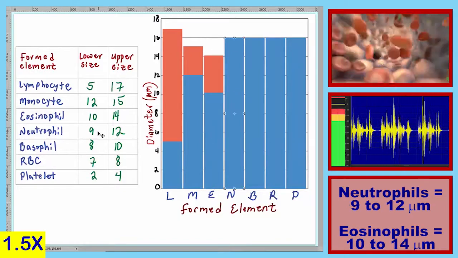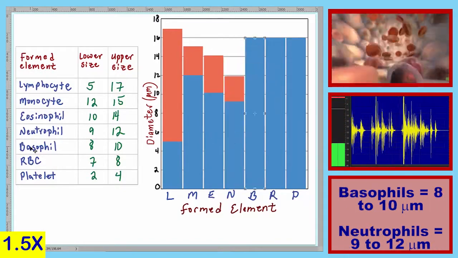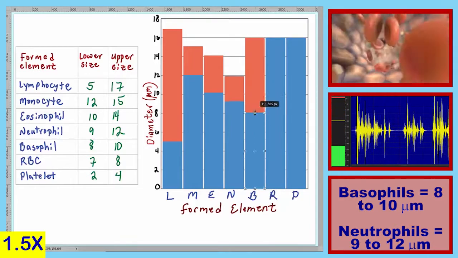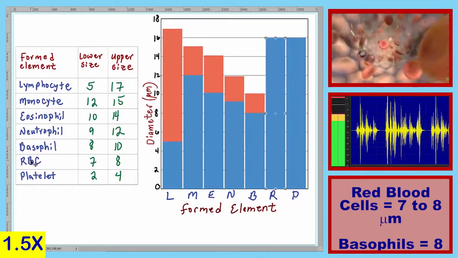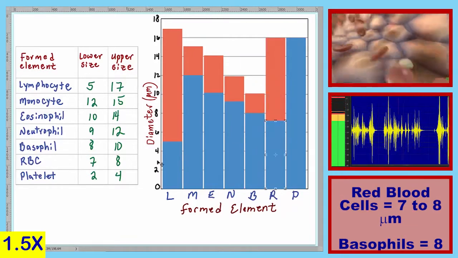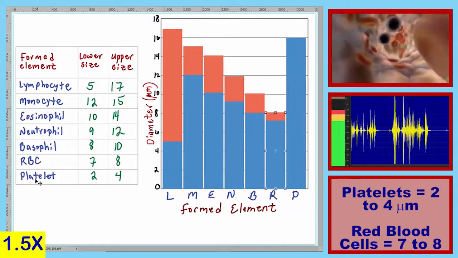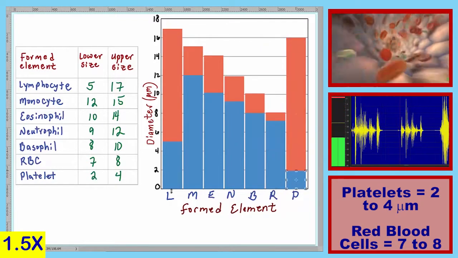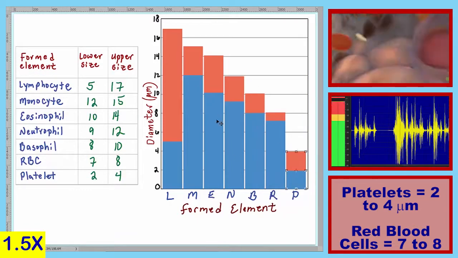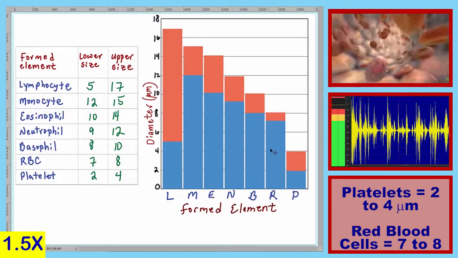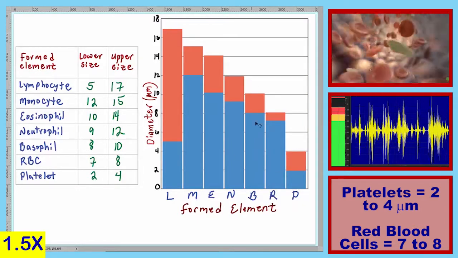The neutrophils have a lower limit size of 9 and an upper limit size of 12. The basophils have a lower limit size of 8 and an upper limit size of 10. The red blood cells have a lower limit size of 7 and an upper limit size of 8. They're pretty stable. And lastly, the platelets have a lower limit size of 2 and an upper limit size of 4. And so shown on this graph is our representation of the different sizes of the formed elements, with the largest being the lymphocytes and the smallest being the platelets.